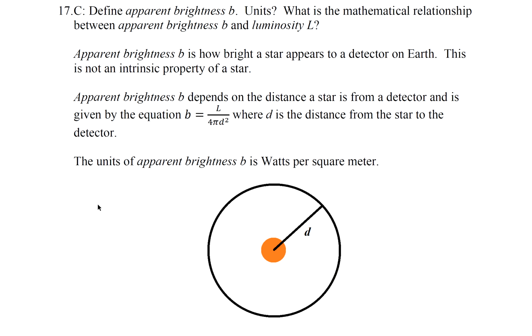Question 17. Define apparent brightness B. Units. What is the mathematical relationship between apparent brightness B and luminosity L? Apparent brightness B is how bright a star appears to a detector on Earth. This is not an intrinsic property of a star. Apparent brightness B depends on the distance a star is from a detector and is given by the equation B equals L over 4 pi d squared, where d is the distance from the star to the detector. The units of apparent brightness B is watts per square meter.